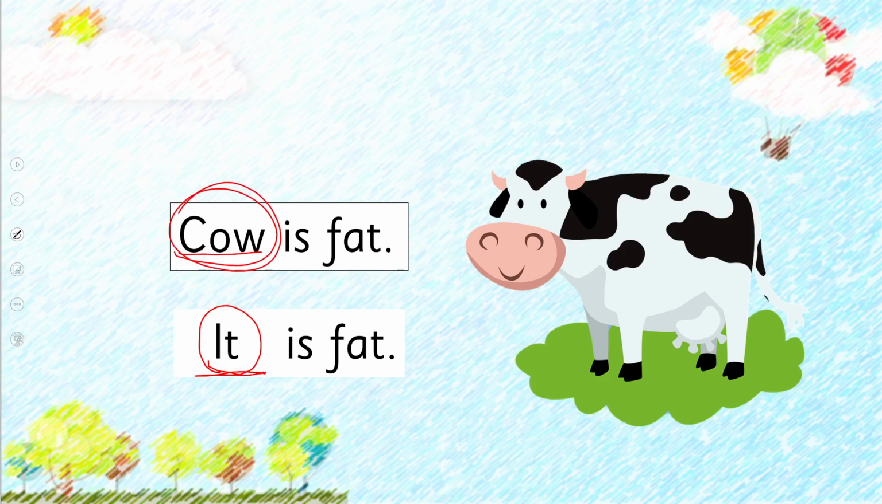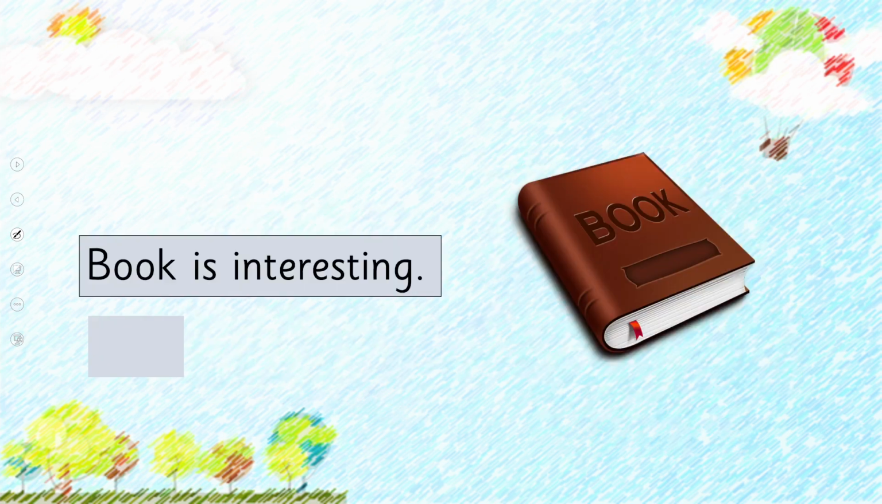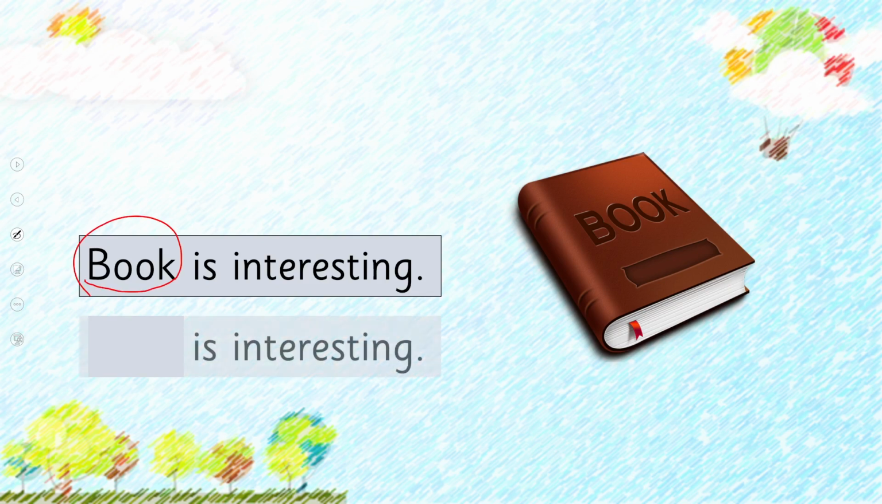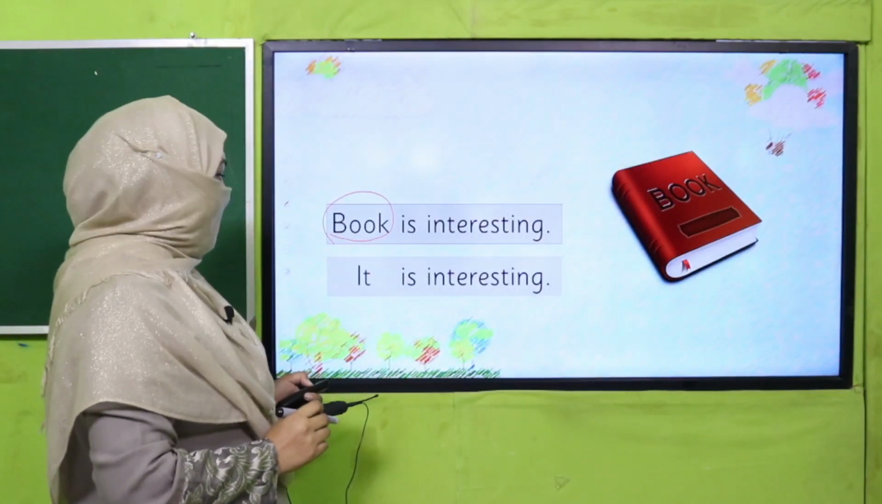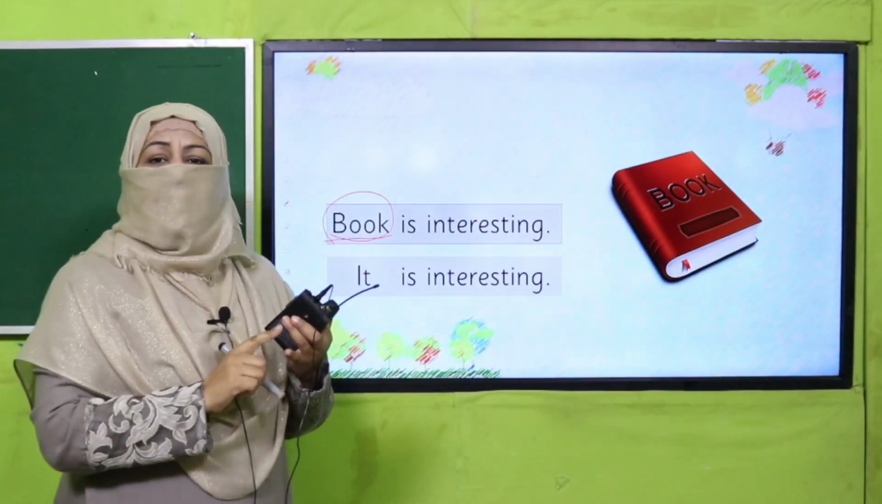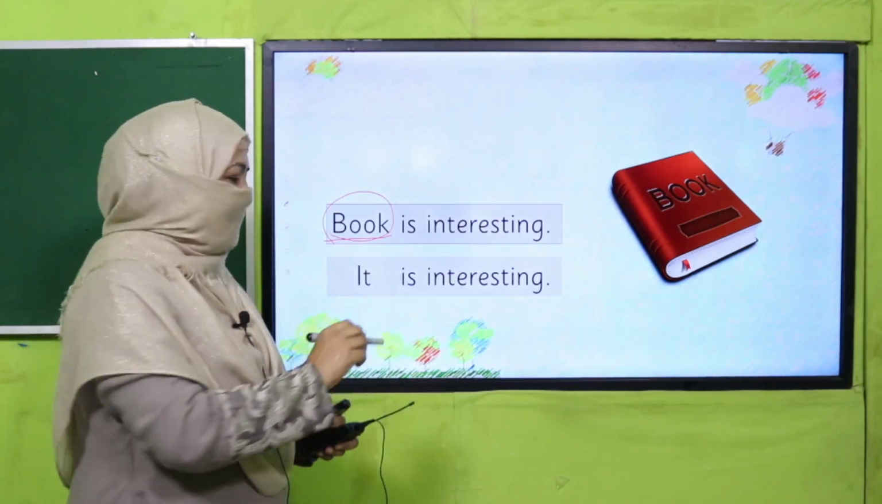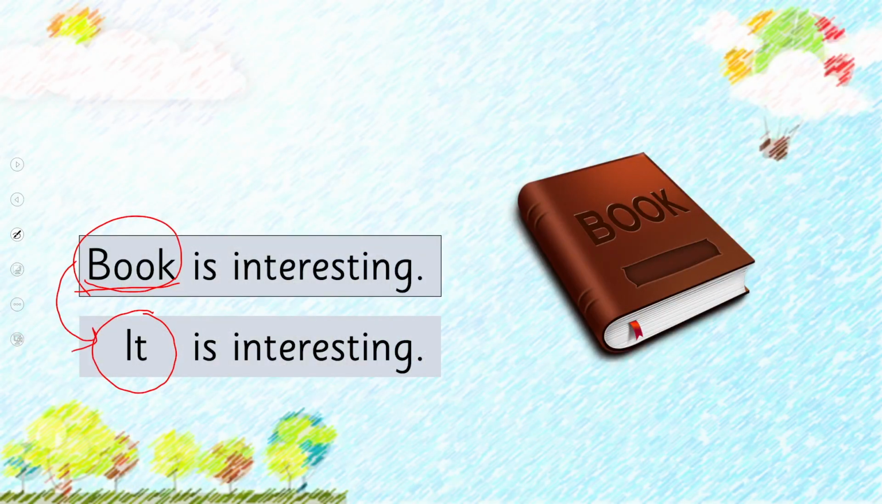So cow is a naming word and we use it to replace it. Cow is fat or it is fat. Both are the same sentences. The only difference is we have used a naming word over here and a substitution word over here. Do you understand? So naming words for things are replaced with the substitution word it. The next example is book is interesting. Once again, this naming word will be replaced with it. As I told you, naming words for things, either living or non-living, are replaced with the substitution word it. It is interesting.